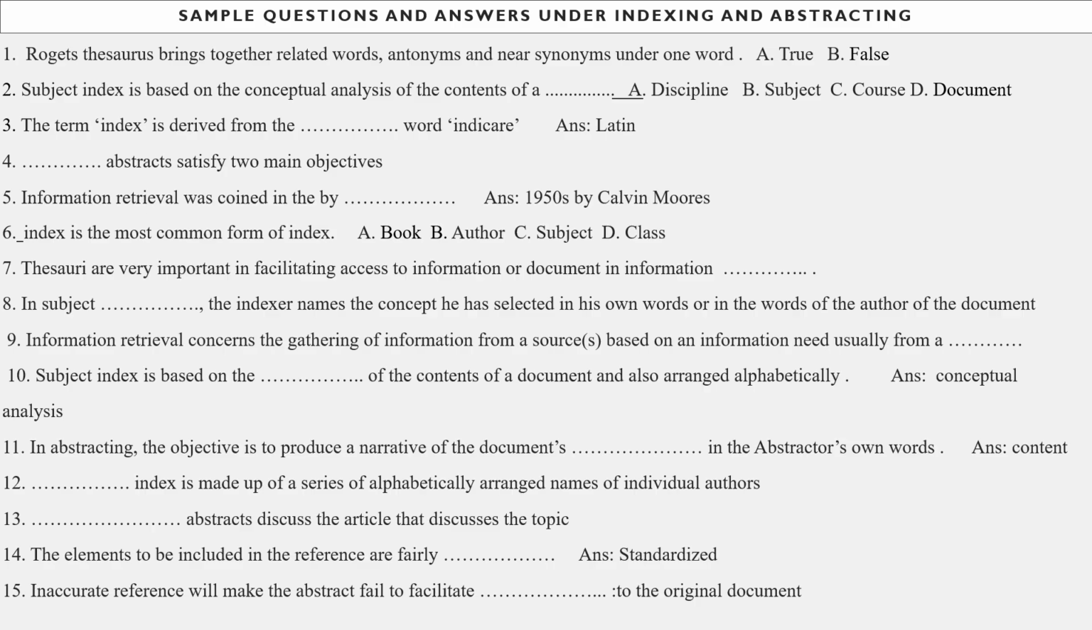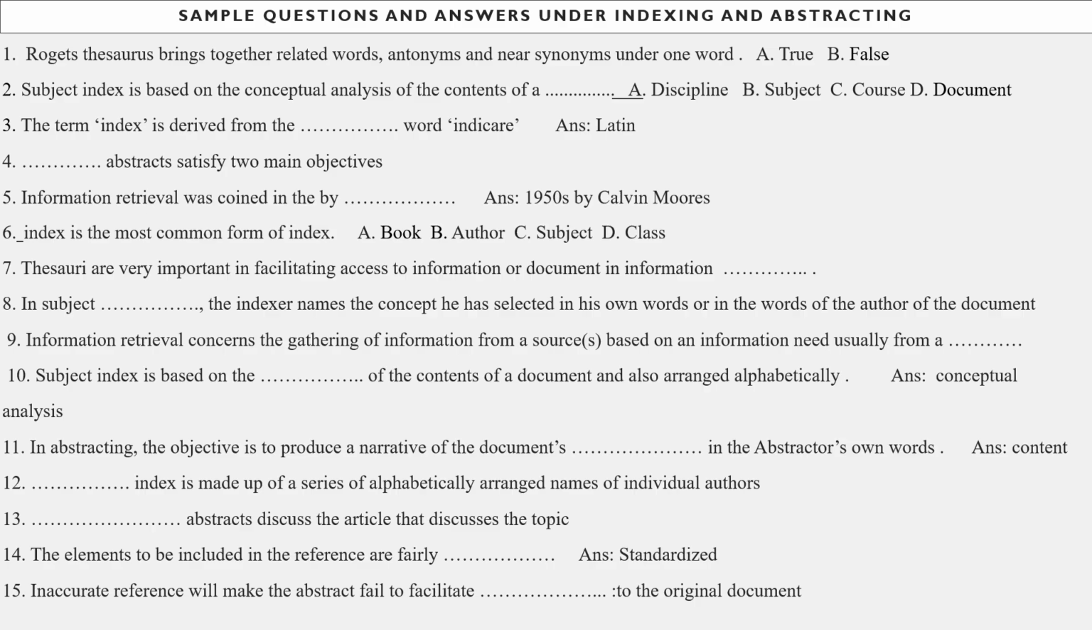And then question number 4. Which abstract satisfies two main objectives? The right answer is informative abstract. They satisfy two objectives: first, they summarize the key concepts of the document, and second, they provide enough details, both qualitative and quantitative, so that the reader can decide if the full document is needed.